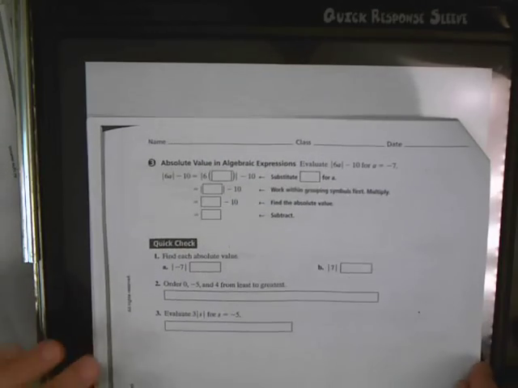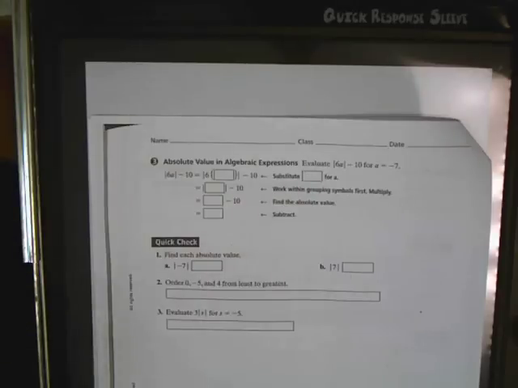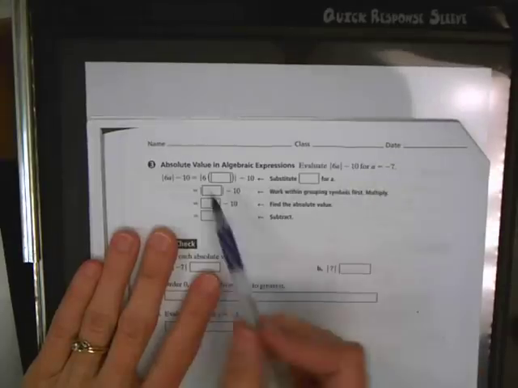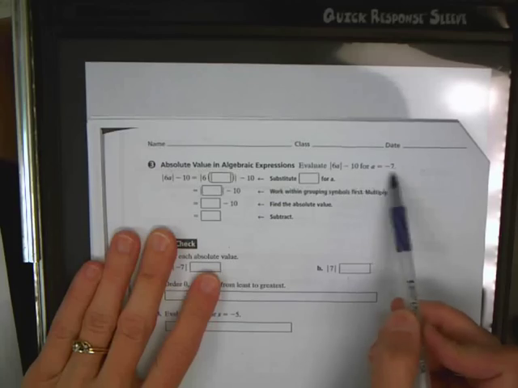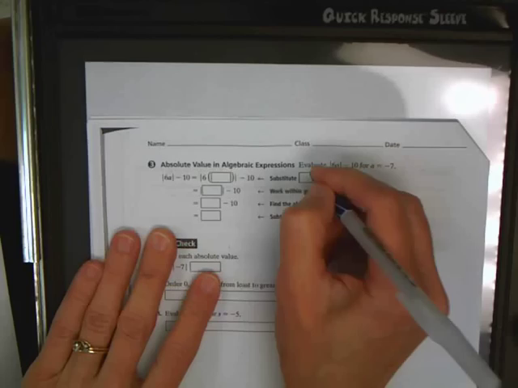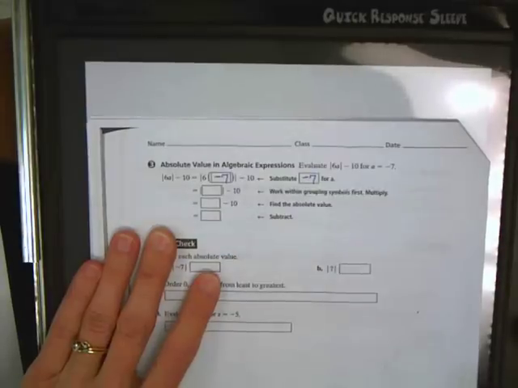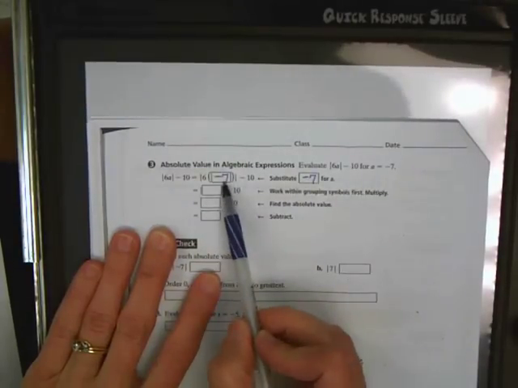Finally, for example number 3, we have the absolute value in algebraic expressions. So we can actually use the absolute value symbol in expressions when we evaluate. The absolute value symbol actually acts as a grouping symbol. So when you go through this, keep that in mind. So we want to evaluate the absolute value of 6a minus 10 for a equal to -7. So basically I'm going to substitute in -7 for a. Okay, and then that's going to give me 6 times -7.